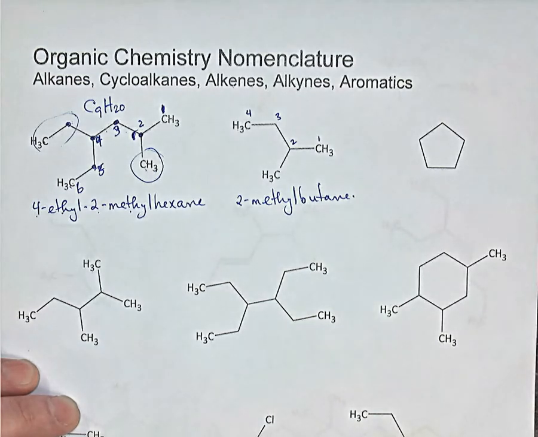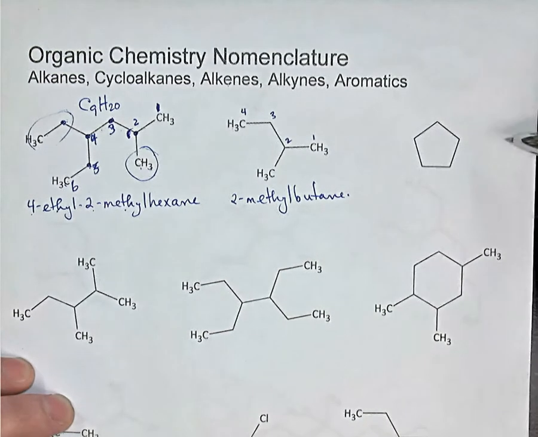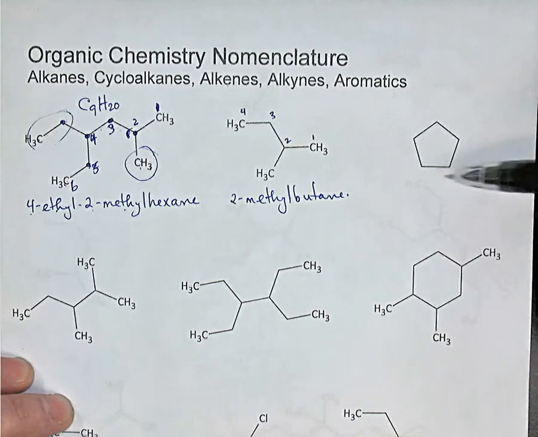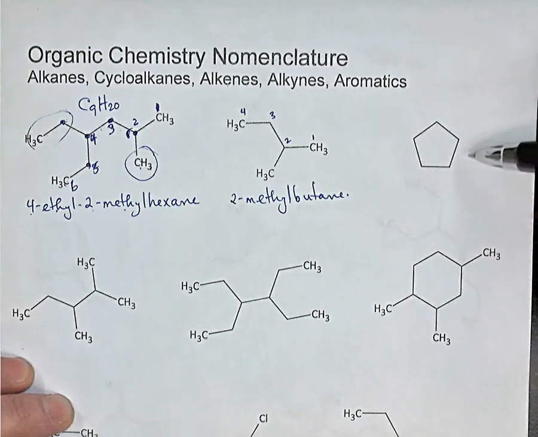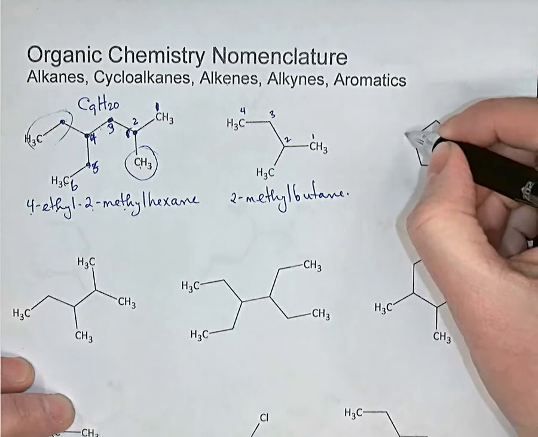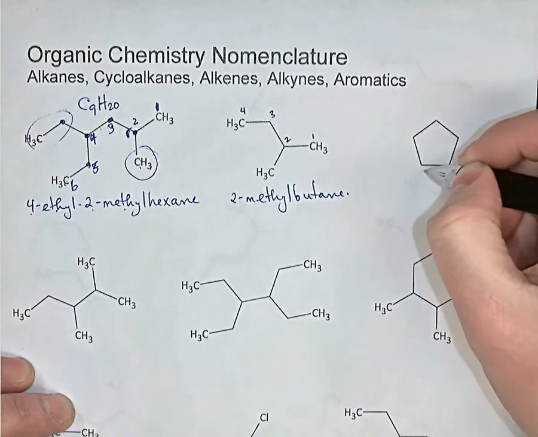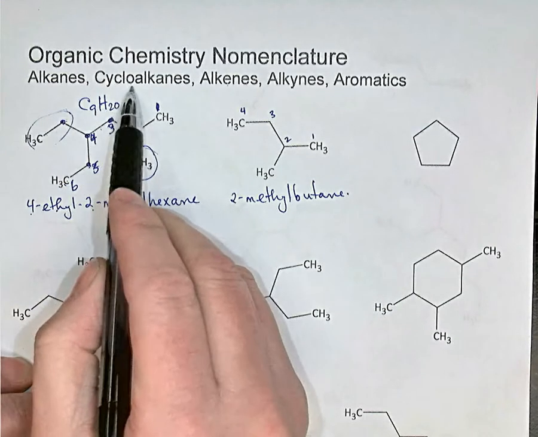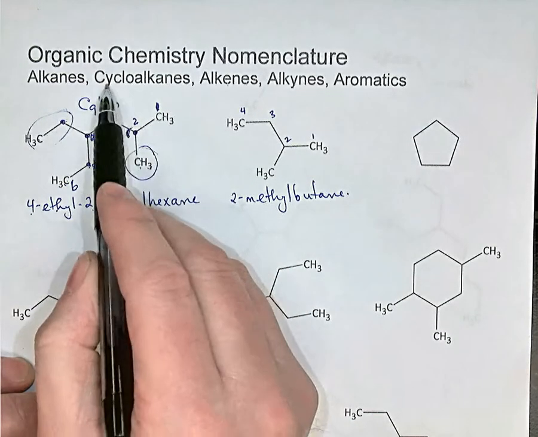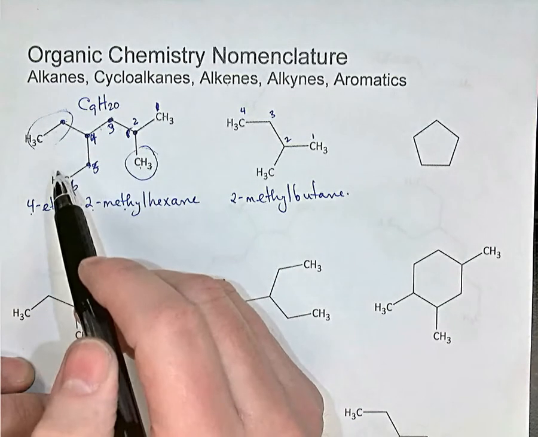2-methylbutane. Now this third example, the carbons are joined together to form a ring. There are no open ends. They're joined together almost like a circle. In this case, it's a pentagon, and so there are 1, 2, 3, 4, 5 carbons. When you've got them joined in a ring, you have what's called a cycloalkane, and you simply add the prefix cyclo at the front of the name.